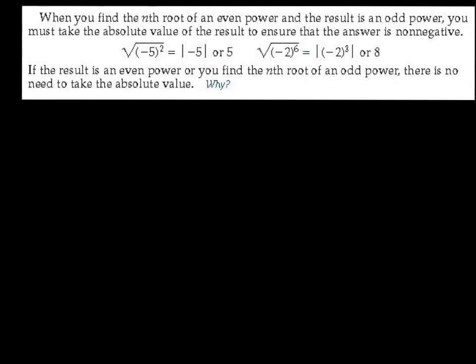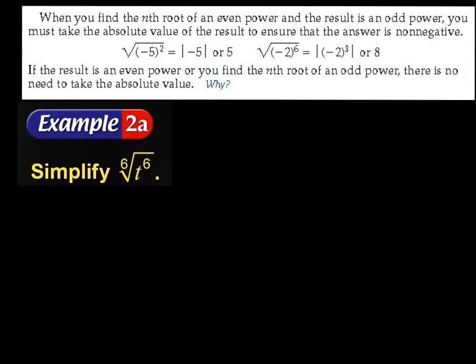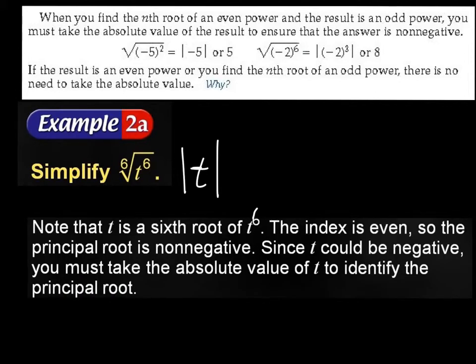If the result is an even power, or you find the nth root of an odd power, there is no need to take the absolute value. Why? Okay, 6th root and 6th power are inverse operations. So the obvious answer is just t, but we started off with an even exponent, so we're going to have to put absolute value bars around it to preserve its positiveness. Note that t is a 6th root of t to the 6th. The index is even, so the principal root is non-negative. Since t could be negative, we must take the absolute value of t to identify the principal root.